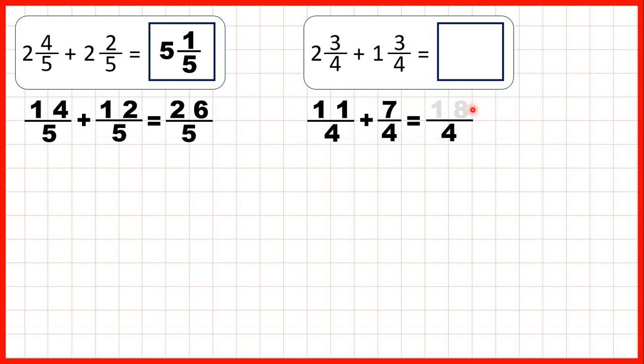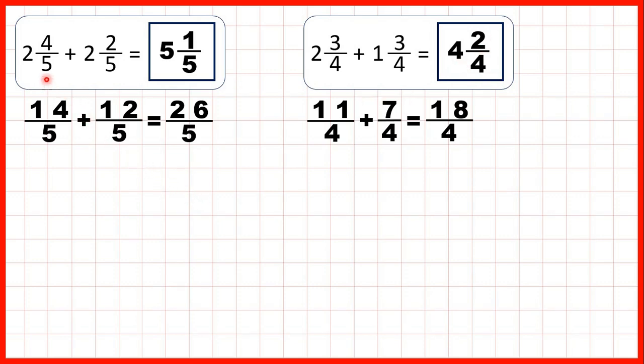11 plus 7 is 18, so as an improper fraction, our answer is 18 over 4, or 18/4. But we can change improper fractions back into mixed numbers by dividing. 18 divided by 4 is 4 remainder 2. That's because 4 times 4 is 16, and then we need 2 more to get to 18. So our answer is 4 2/4.